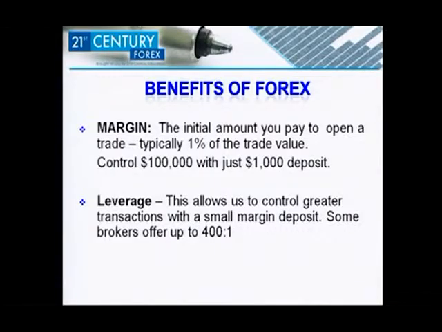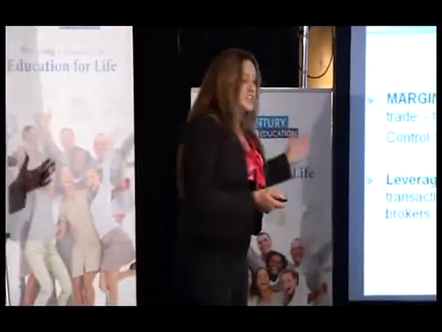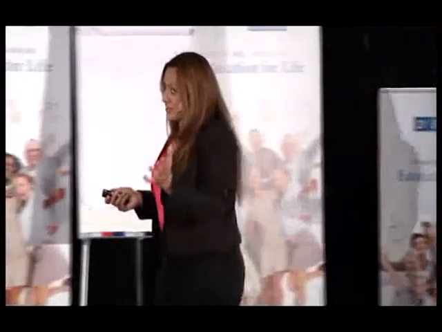Now, the margin is the initial amount that you would typically pay to trade, and it's usually about 1% of the trade value. So you can actually access or control $100,000 worth of currency just with a $1,000 deposit. Now, the leverage allows you to create a greater transaction with a smaller amount of money. Some brokers offer right up to a 400 to 1 leverage ratio, but we don't want you to do that. We want you to start at maybe 1 to 1, 2 to 1, 5 to 1, 10 to 1, right? Not 400 or 200.